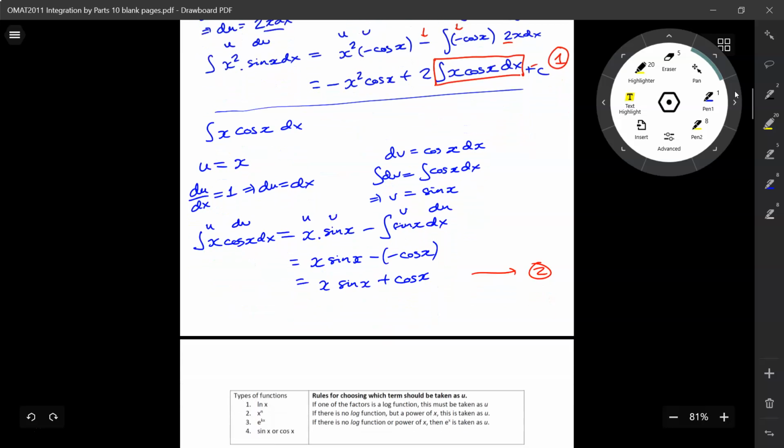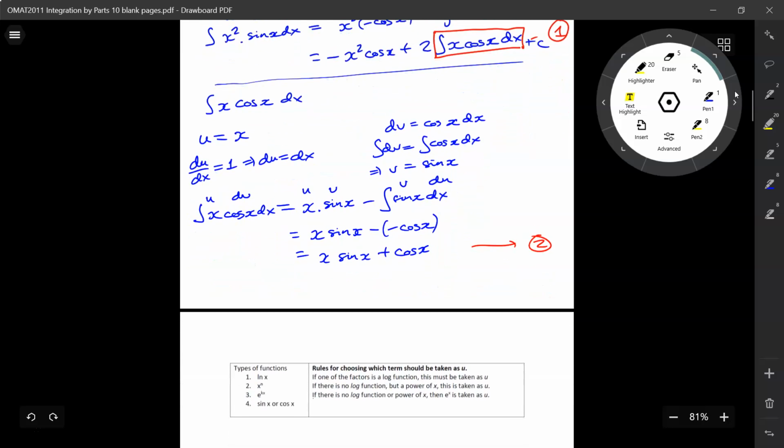So if I come along here and I take equation 1, I'm going to skip these steps here. If I do it down below here, equation 1 is the integral of x squared sine x dx is minus x squared cosine x plus 2 times the integral of x cosine x dx, which is what we have up above. So this is my equation 1 here. And I'm going to substitute 2 into 1.